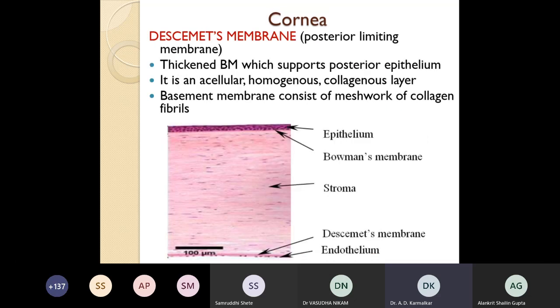The posterior limiting membrane, that is Descemet's membrane, the fourth layer, again forms the basement membrane for the posterior epithelium, that is the endothelium. It is also an acellular homogeneous collagenous layer, and this basement membrane consists of a meshwork of collagen fibrils.